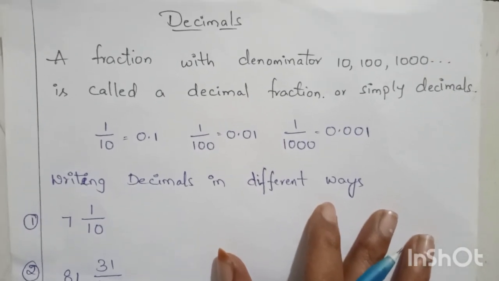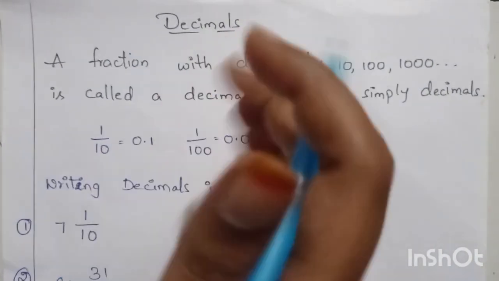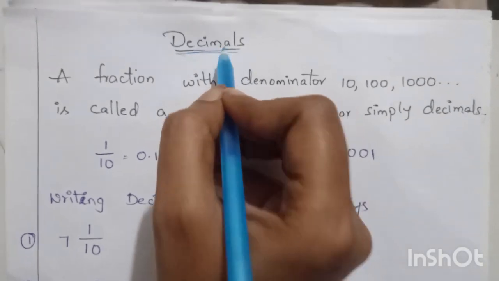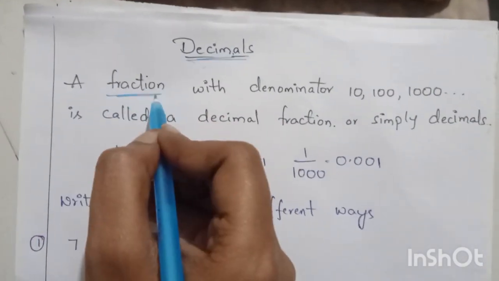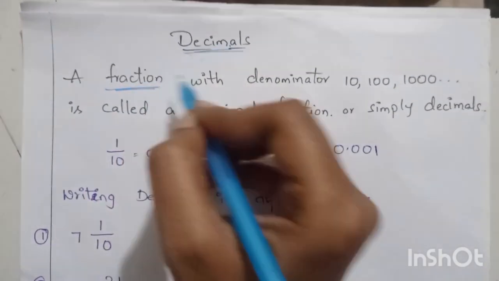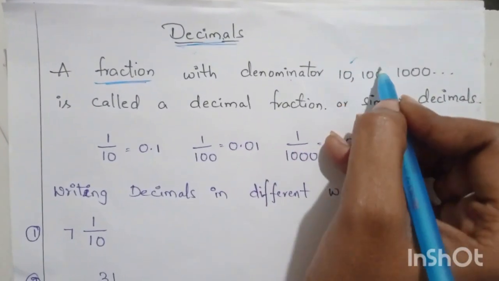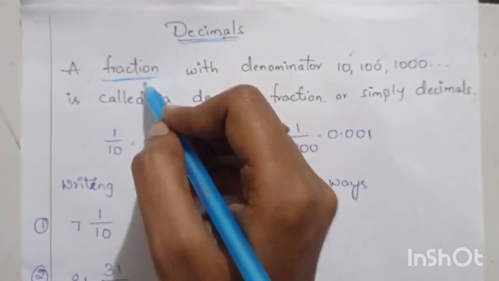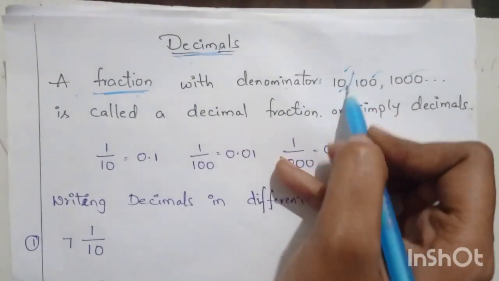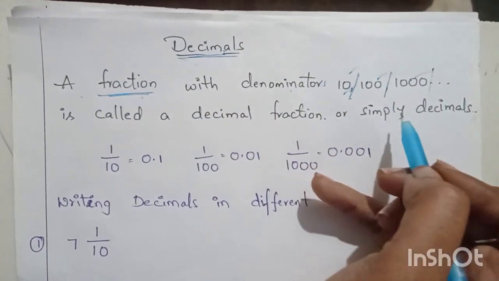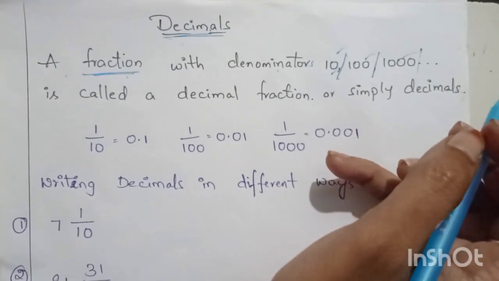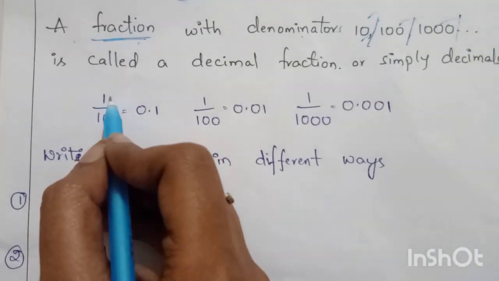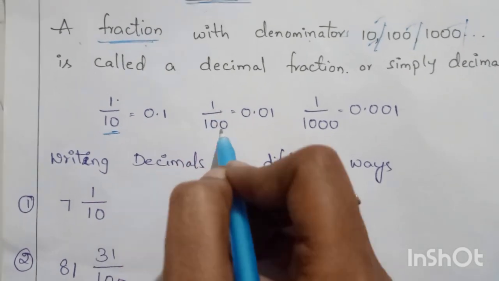The next topic we are going to learn is about decimals. So, what is a decimal? A decimal is also a fraction when the denominator is 10, 100, 1000. See the definition? A fraction with denominators either 10 or 100 or 1000 are called decimal fractions or simply decimals. Decimals are denoted in this way: either 1 by 10 or 1 by 100 or 1 by 1000.